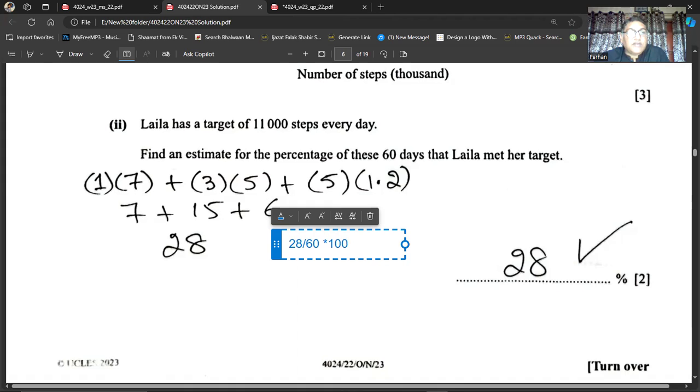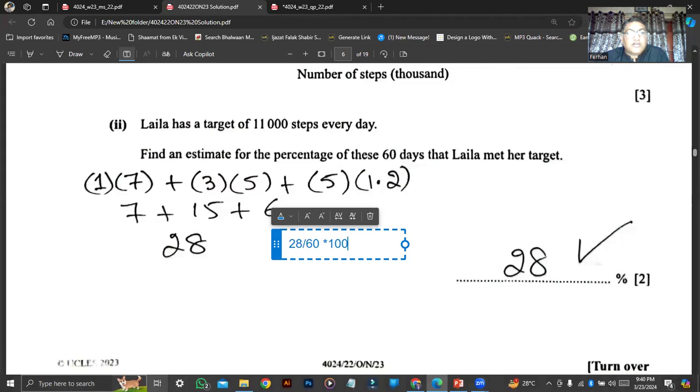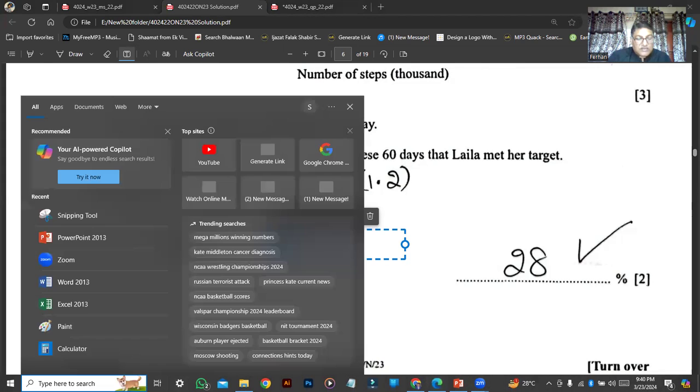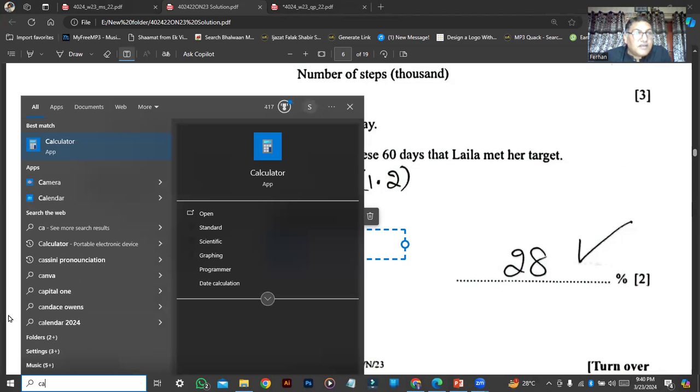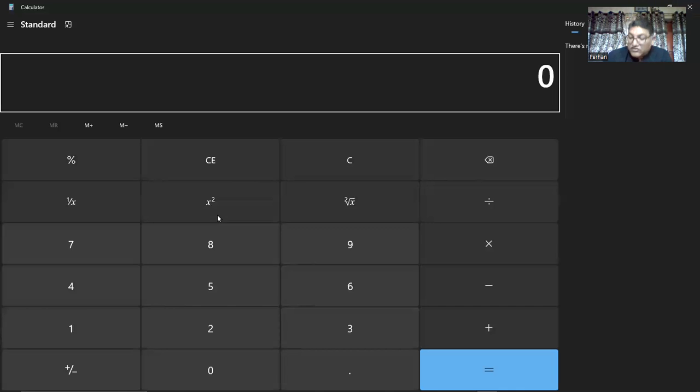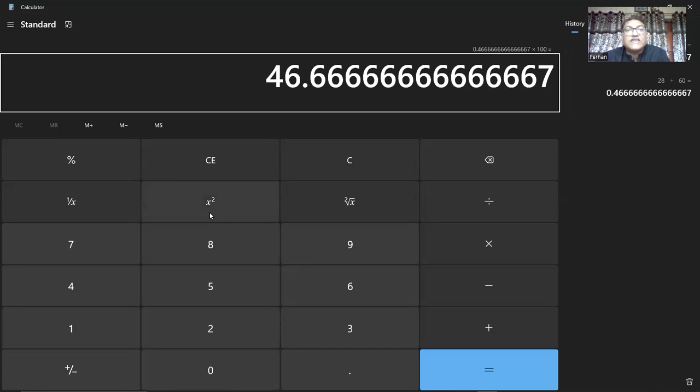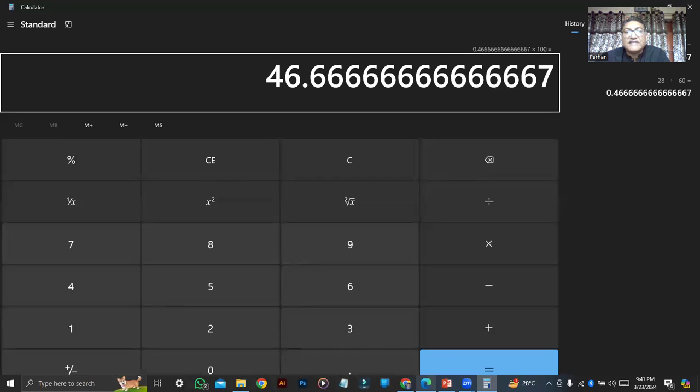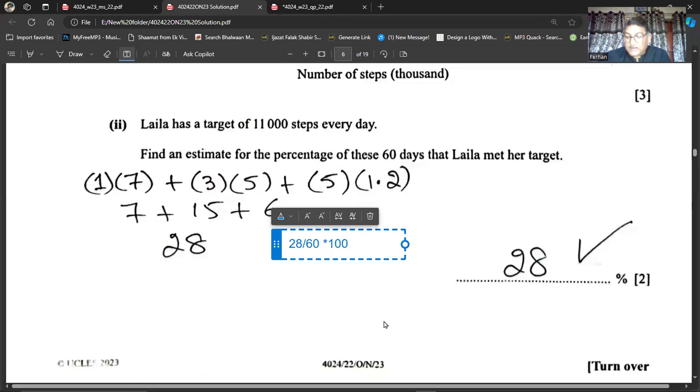Let me check on the calculator. I have taken out the calculator. So we will have 28 divided by 60 multiply 100, and the answer is 46.67.